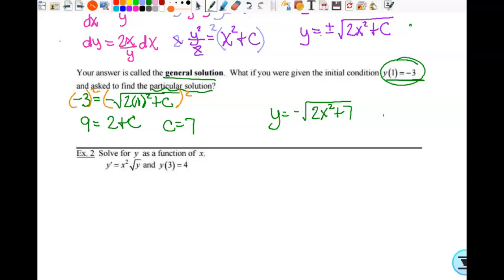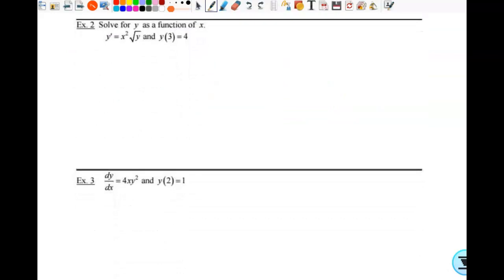Okay. Let's look at this next one. So this one we have y prime. We're going to change that to dy dx. So dy dx equals x squared times the square root of y. We good? So I'm going to start by multiplying both sides by dx, so I get dy equals x squared times the square root of y times dx.